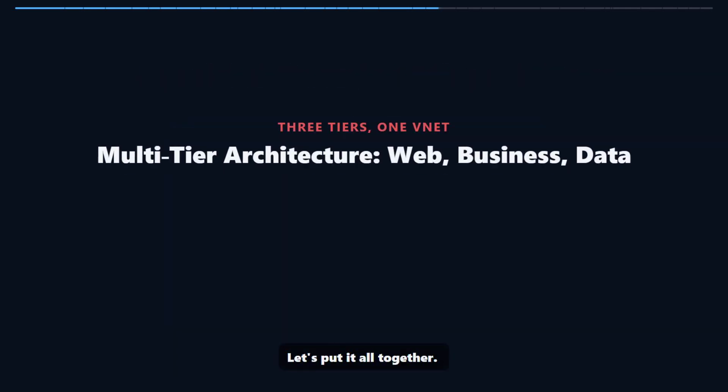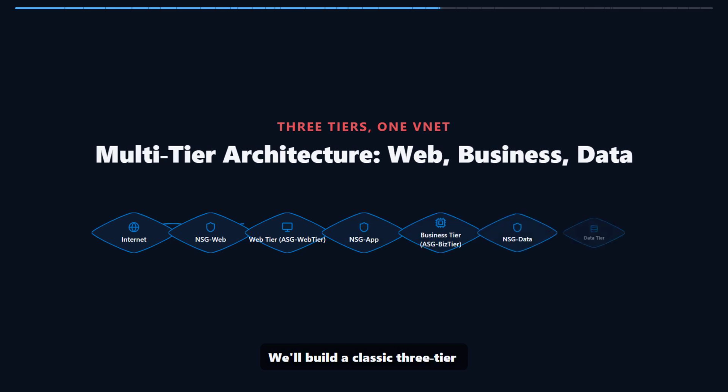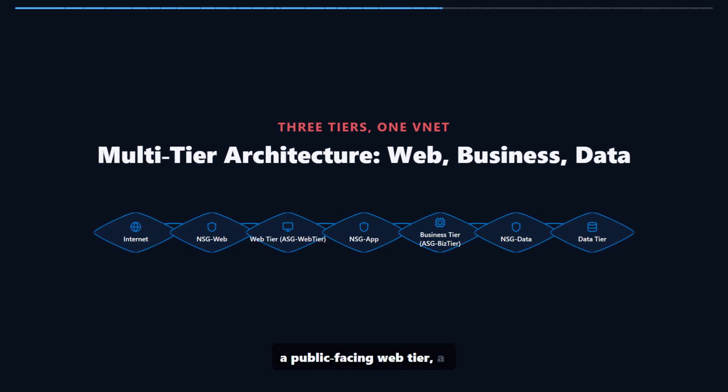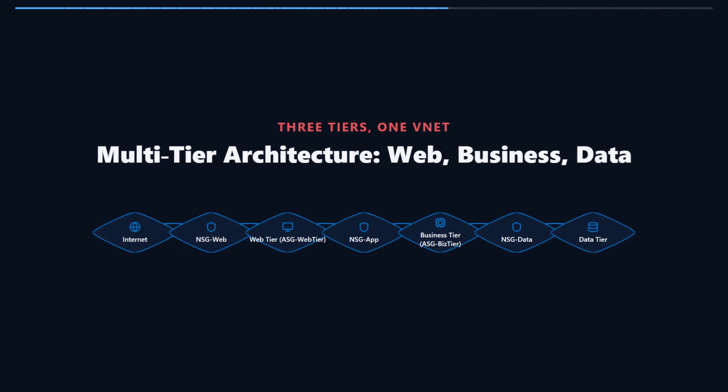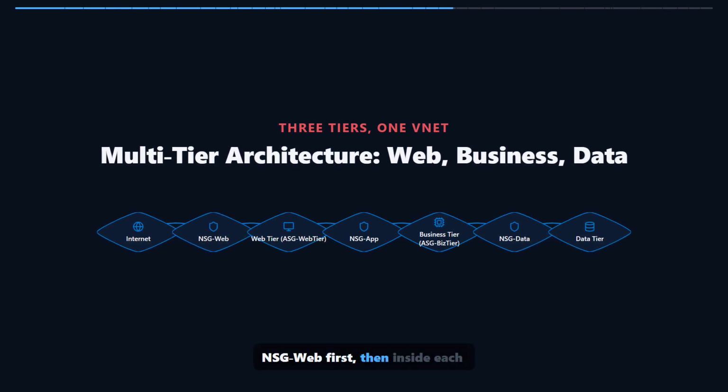Let's put it all together. We'll build a classic 3-tier app inside a single VNet, a public-facing web tier, a middle business logic tier, and an isolated data tier. Each tier gets its own subnet with an NSG attached at the subnet level. And each tier's VMs are grouped by application security groups. The diagram shows the flow. Internet hits NSG web first, then inside each tier. No rules yet. Those come next.